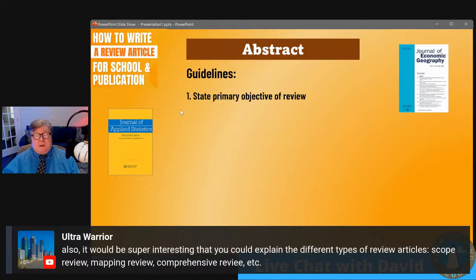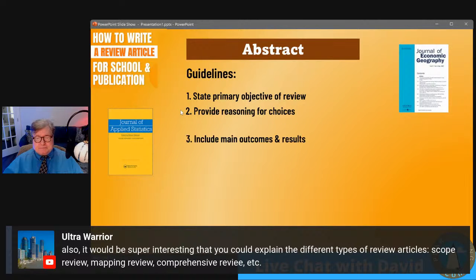Guidelines. The abstract, remember, is nothing but a miniature version of the article. So every section that is in the article should be in the abstract. So what was in the introduction to your article? The objective, the purpose. What was also in the introduction? The reasoning for the choices. In other words, why those sources are important.